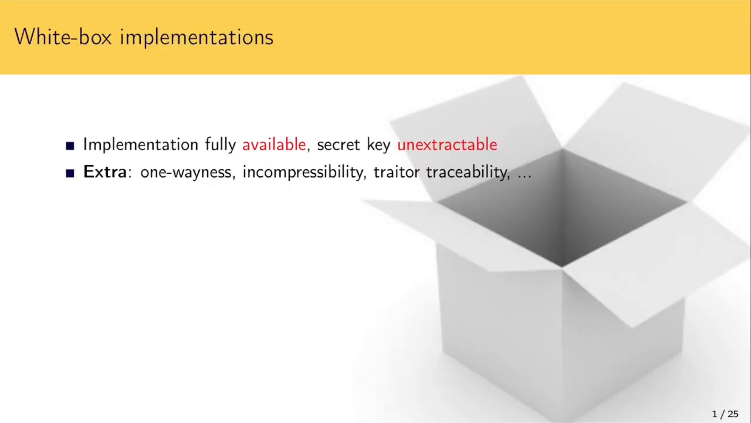In the white box model, the adversary has full access to the cryptographic implementation, typically of a symmetric key primitive. The main security goal is to prevent the key extraction. There exist possible additional requirements, such as one-wayness, incompressibility, traitor traceability, and others.